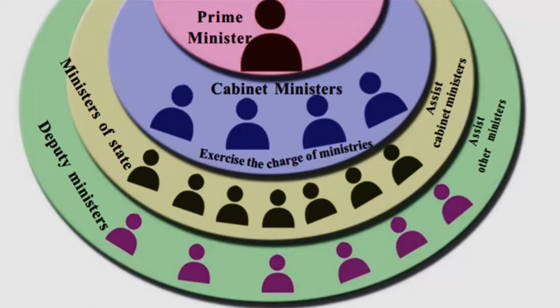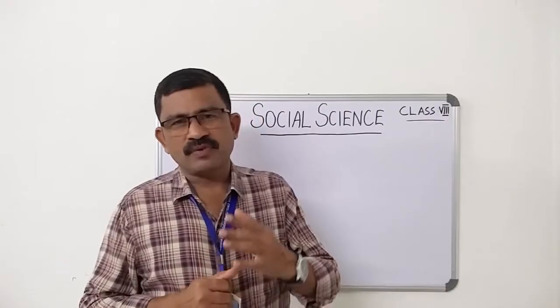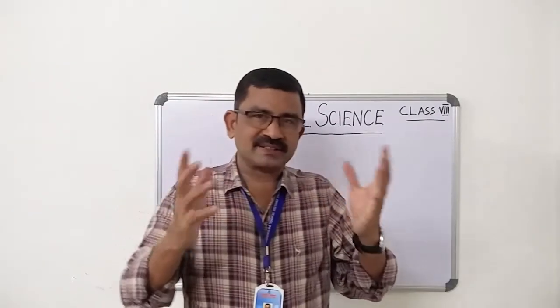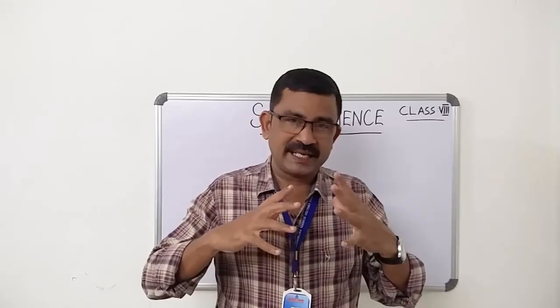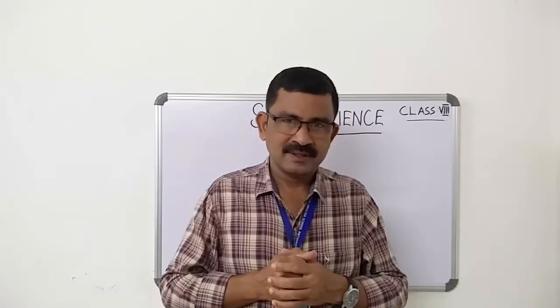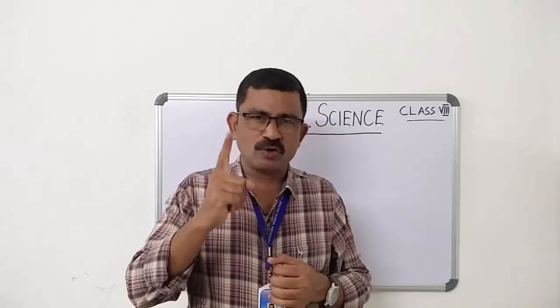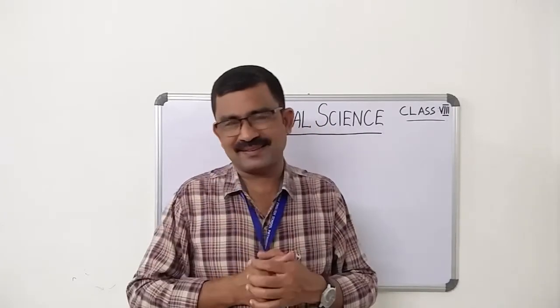What can you observe in the picture? You can see the Prime Minister on the top. Then comes Cabinet Ministers. Third position is Ministers of State. Fourth position is Deputy Ministers. From the given picture, what are the things you get to know about the Council of Ministers? The keystone of the Council of Ministers is Prime Minister.